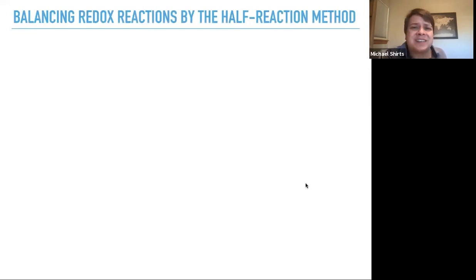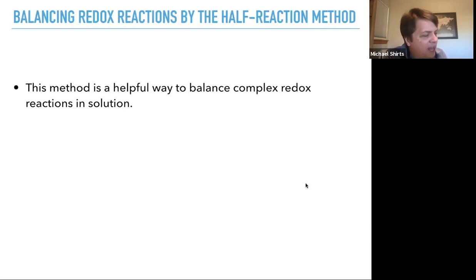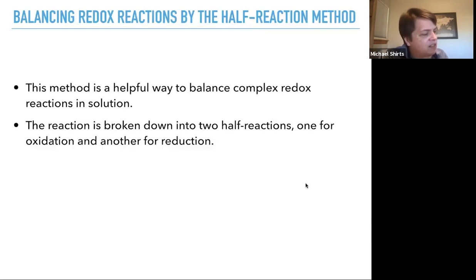The reason we have a special way for balancing redox reactions in solution is that frequently the parts of the reaction react with water as well, and so you get these side reactions with water, so you can't necessarily assume that the reaction just involves the things you put into the water. It could involve the water as well. So we have a procedure that helps us deal with that. So it's a helpful way to balance complex redox reactions in solution.